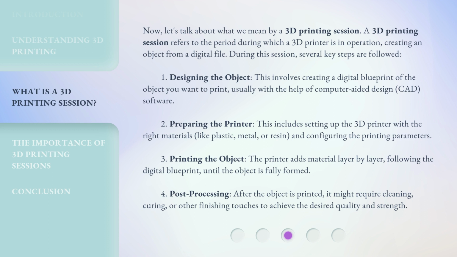2. Preparing the printer. This includes setting up the 3D printer with the right materials, like plastic, metal, or resin, and configuring the printing parameters. 3. Printing the object. The printer adds material layer by layer, following the digital blueprint, until the object is fully formed. 4. Post-processing. After the object is printed, it might require cleaning, curing, or other finishing touches to achieve the desired quality and strength.